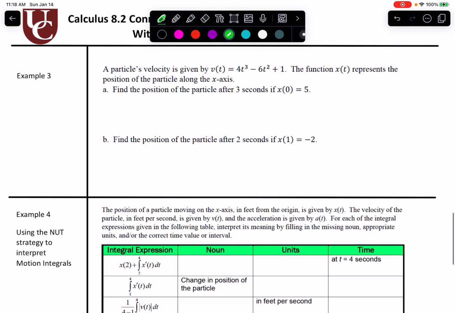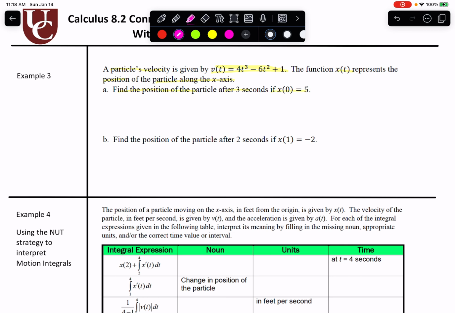So let's look at example 3, a particle's velocity. They're giving you the velocity function, and they're saying x of t represents the position of the particle along the x-axis. Find the position of the particle after 3 seconds if x of 0 is 5.